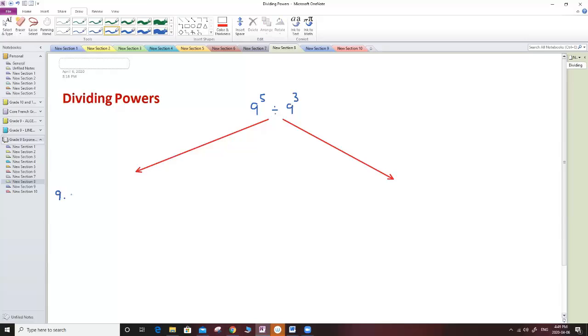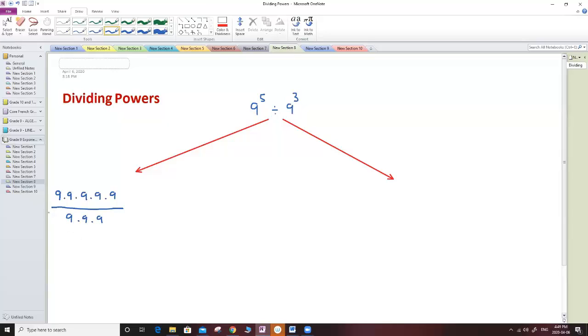So 1, 2, 3, 4, and 5. And it's saying divide by. That means I have to use the fraction bar. 9 to the power of 3. That means 9 times 9 times 9.